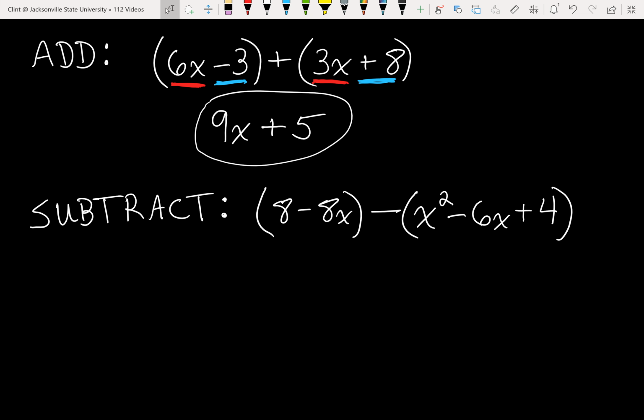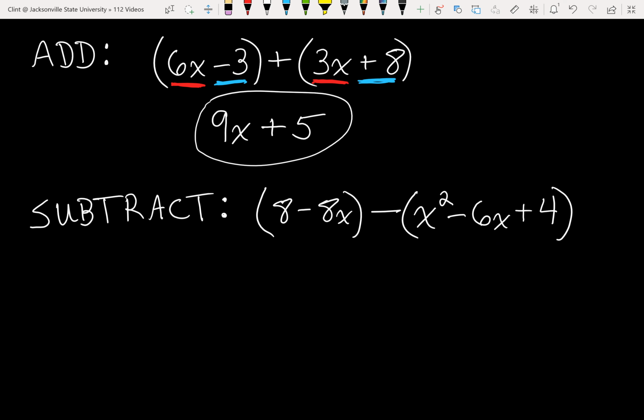With subtraction, we do need the parentheses. The reason why we need parentheses is because this is telling us that we want to subtract. And what part of this do we want to subtract? We want to subtract everything in the parentheses, not just the first term. We're going to subtract that whole thing from 8 minus 8x.